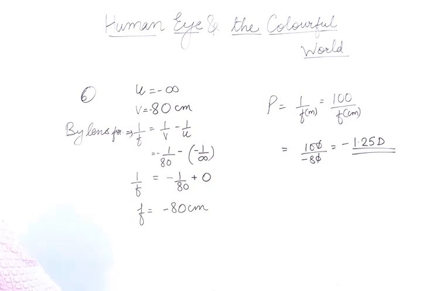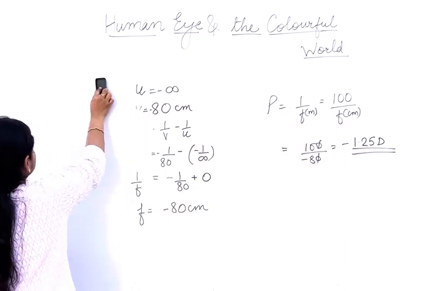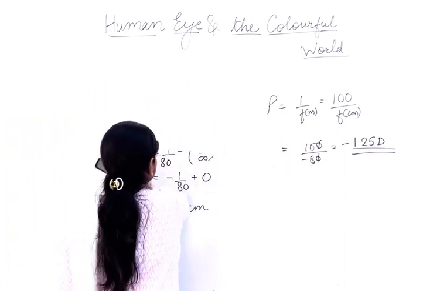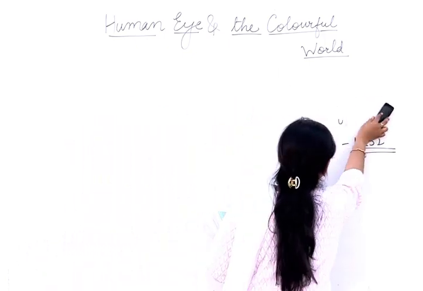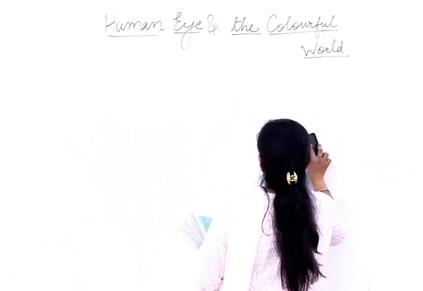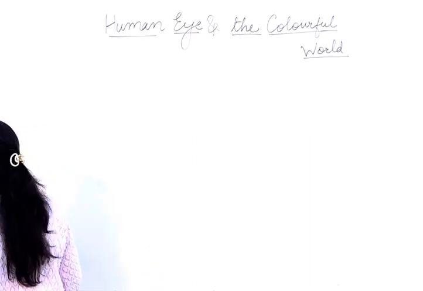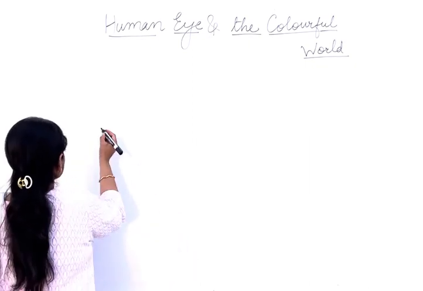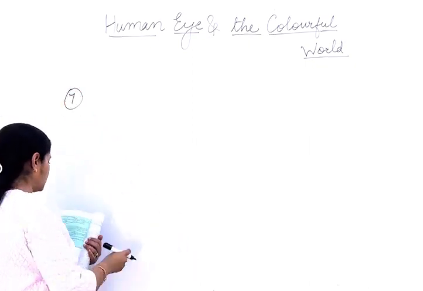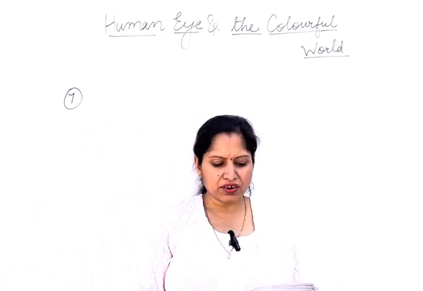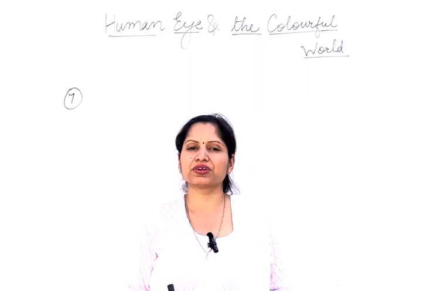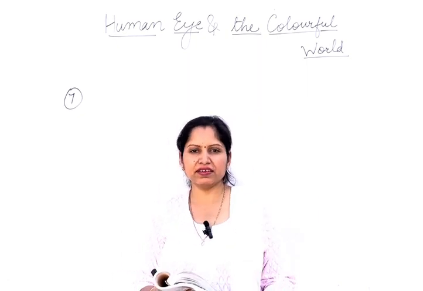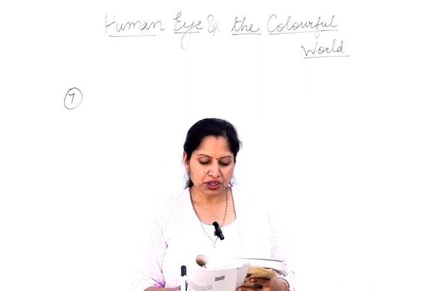Now, question number 7. Make a diagram to show how hypermetropia is corrected by using a convex lens. You can show that. We have already made the diagram in the previous video. You can go through that.